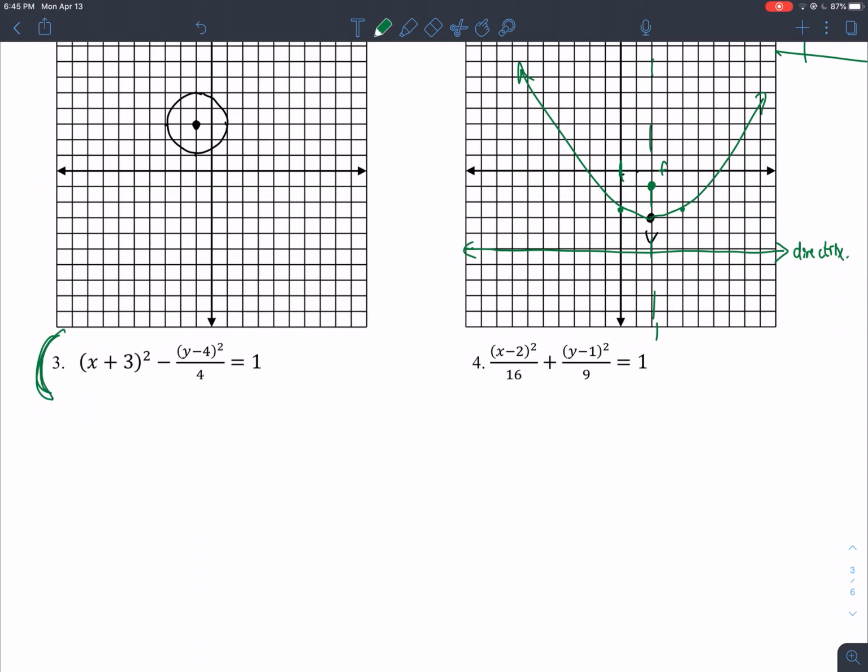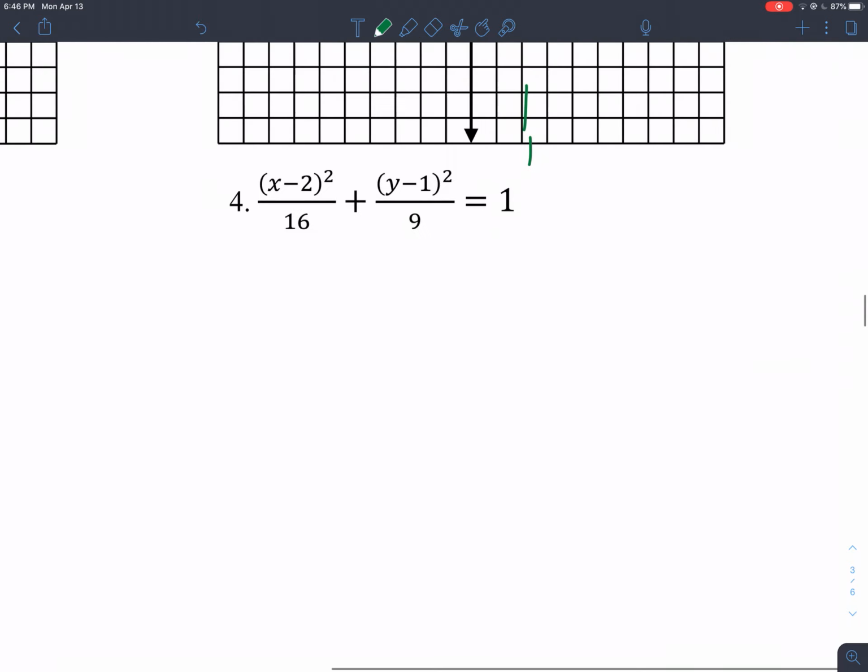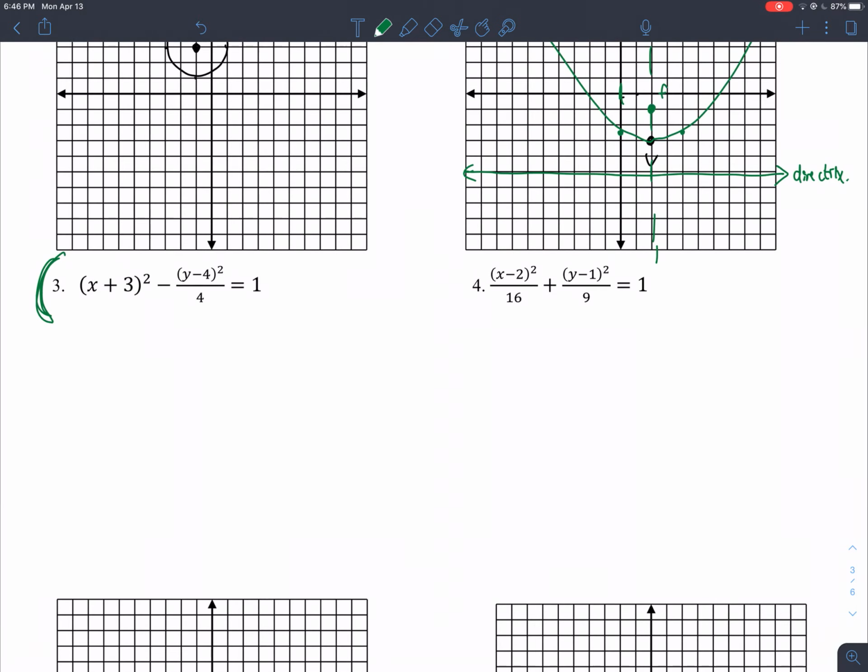I'm not going to do that since I did 2 hyperbolas with you already. Let me do number 4, which is an ellipse, which I haven't done one of with you yet. Okay. How do I know it's an ellipse?